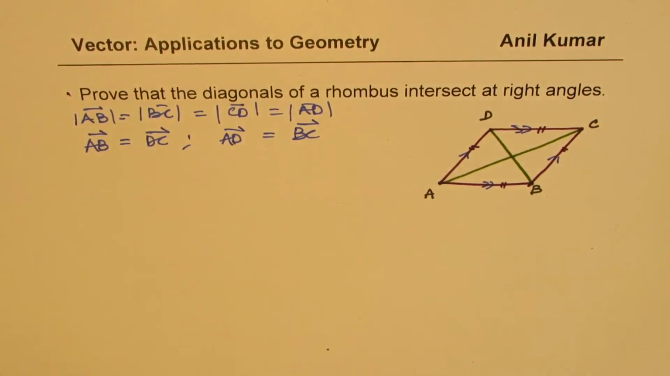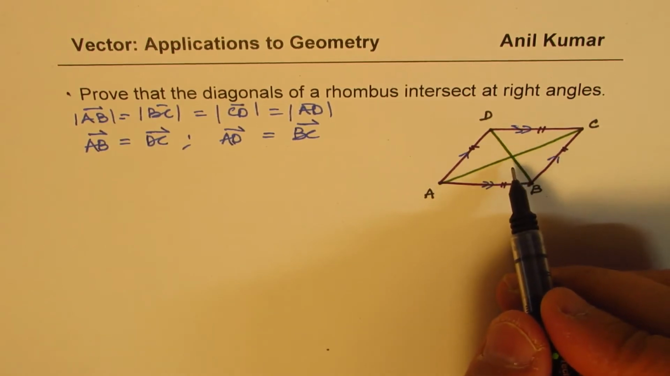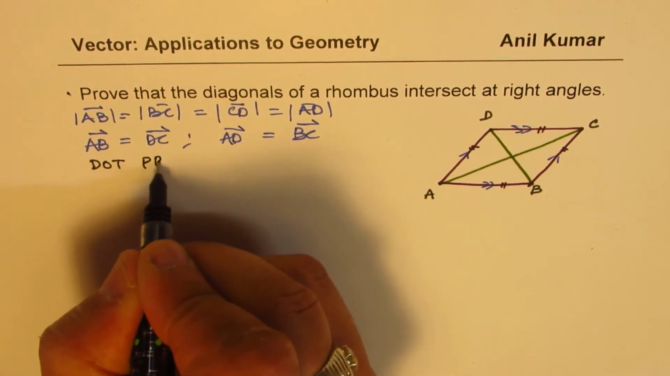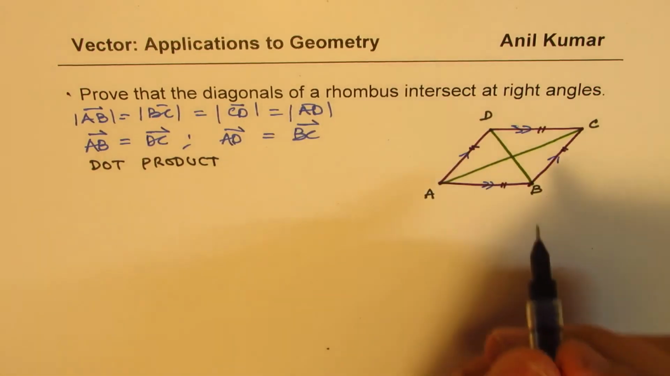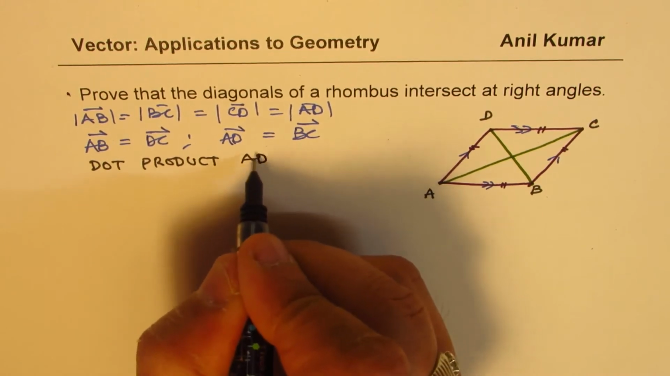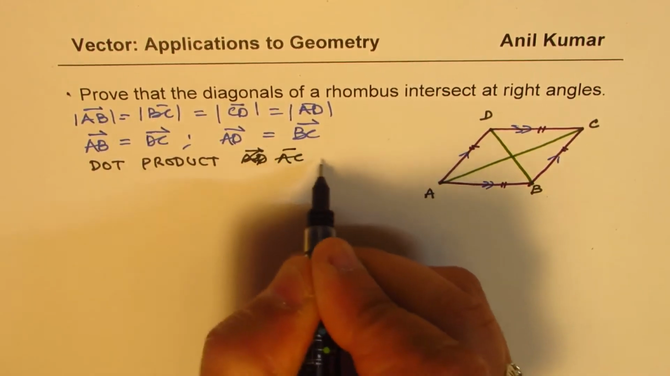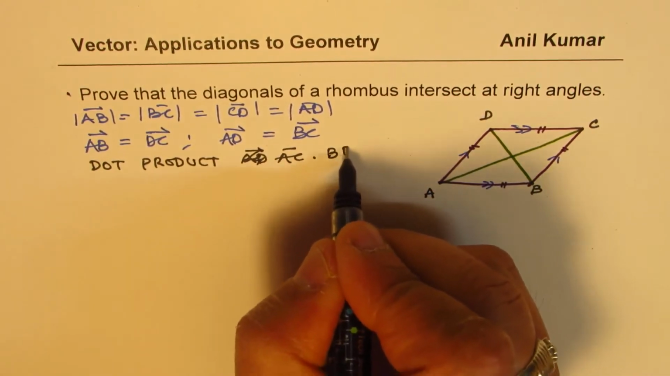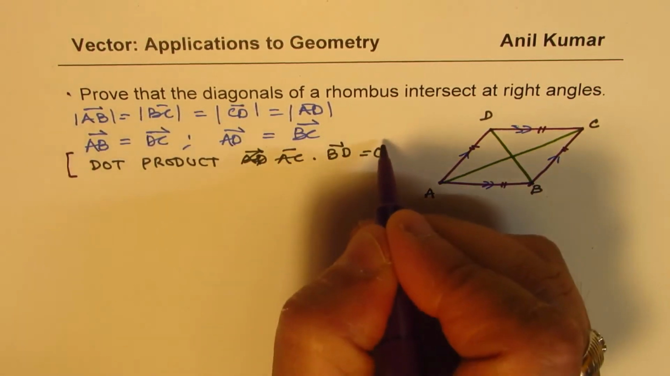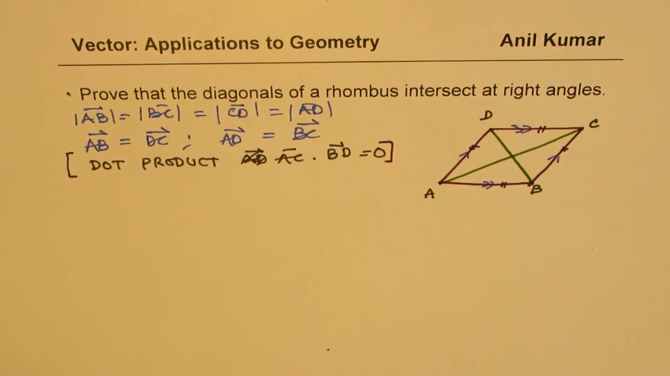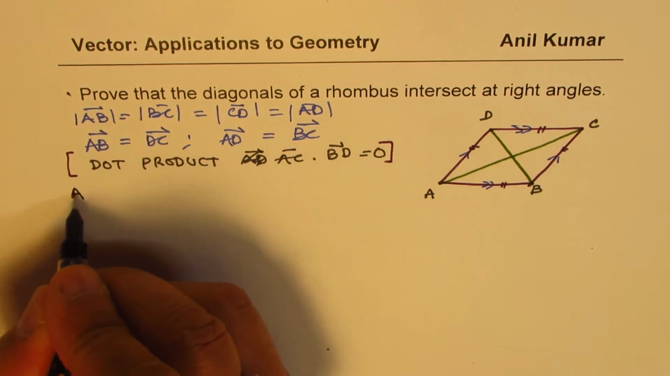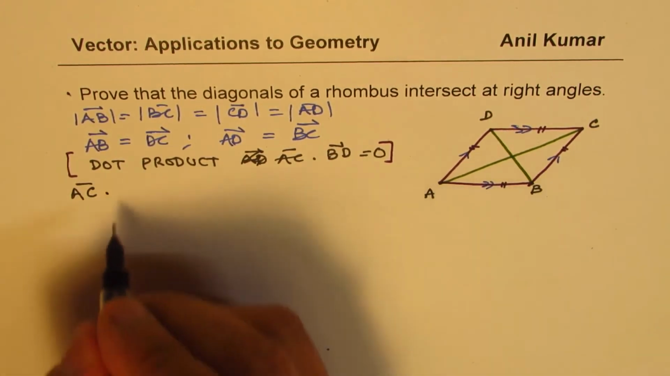Correct? Now, to prove that they are intersecting at right angles, we will find the dot product, right? So basically the concept is that the dot product of these two diagonals, AC and BD, should be equal to 0, right? So that is what we want to prove, basically. If that happens, then they are intersecting at right angles, correct? So let's begin by finding what the dot product is. So let's see what is the dot product of AC with BD.